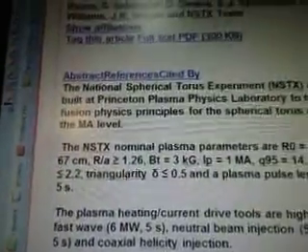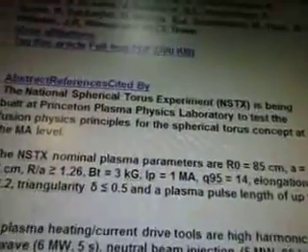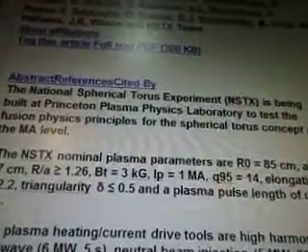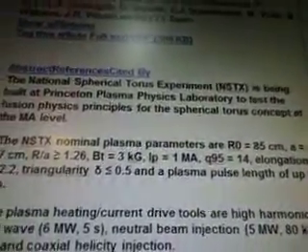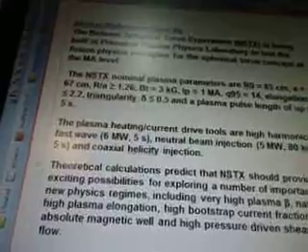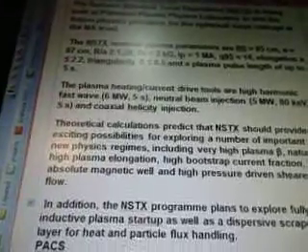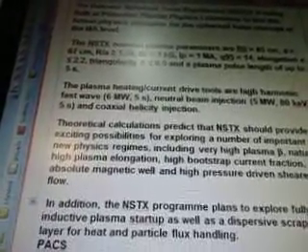It says the National Spherical Torus Experiment, NSTX, is being built at Princeton Plasma Physics Laboratory to test the fusion physics principles for the spherical torus concepts at the MA level. It gives the parameters, which I'm not going to read. It talks about the pulse length up to 5s, the plasma heating current drive tools. It talks about a fast wave. They use a neutral beam injection and coaxial helicity injection.